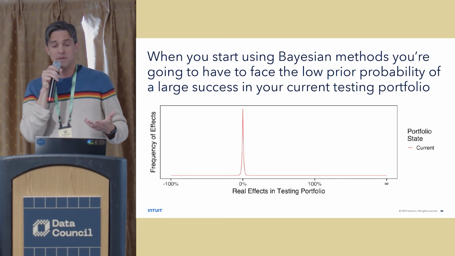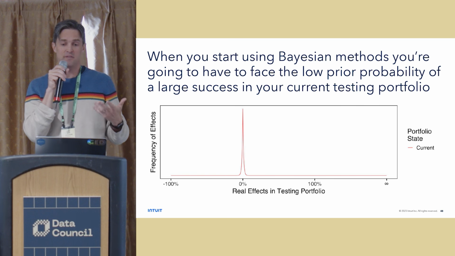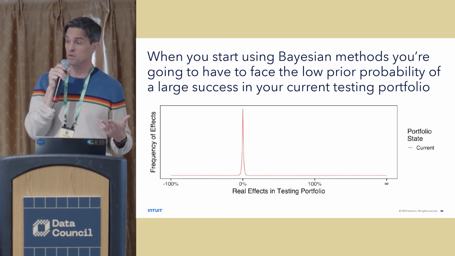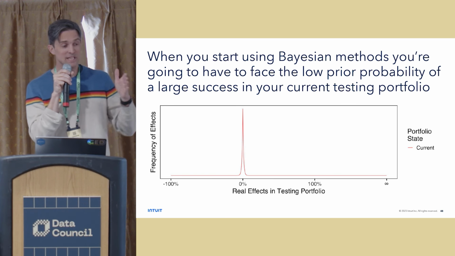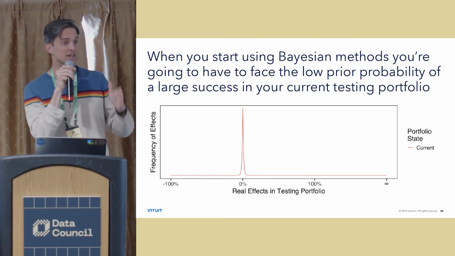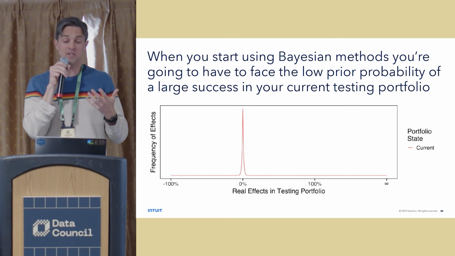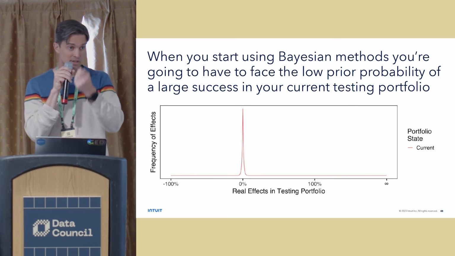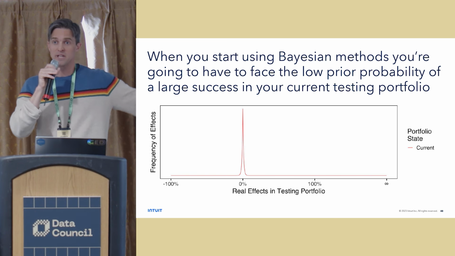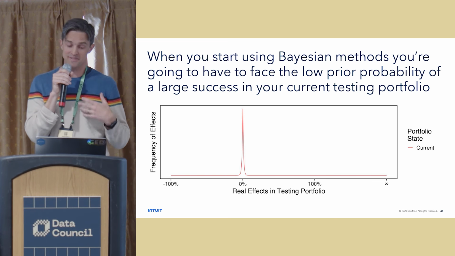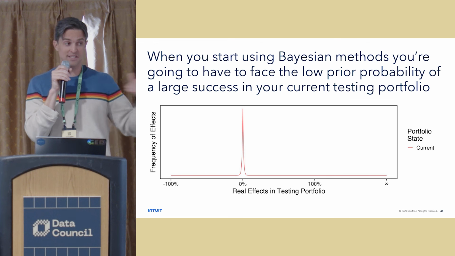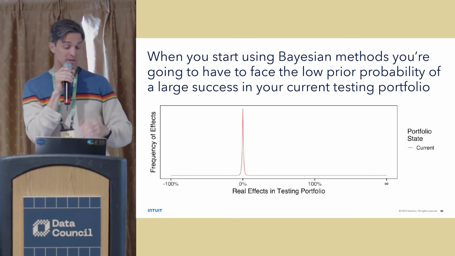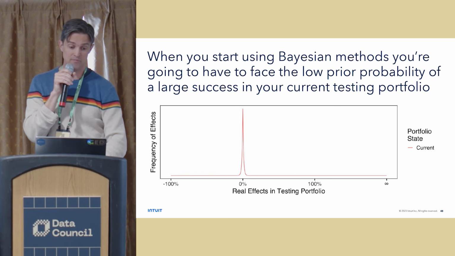So when you start using Bayesian methods, you're going to have to face the low prior probability of a large success in your current testing portfolio. Every time I've seen someone give a glimpse in a talk of their distribution of effect sizes, I see one of these double exponential distributions. Most of your effects are near 0, and then there's kind of a gentle flaring outwards. And I can tell you that most of those large effects in the tails are small samples. So your real effects are going to be rather conservative and close to 0.